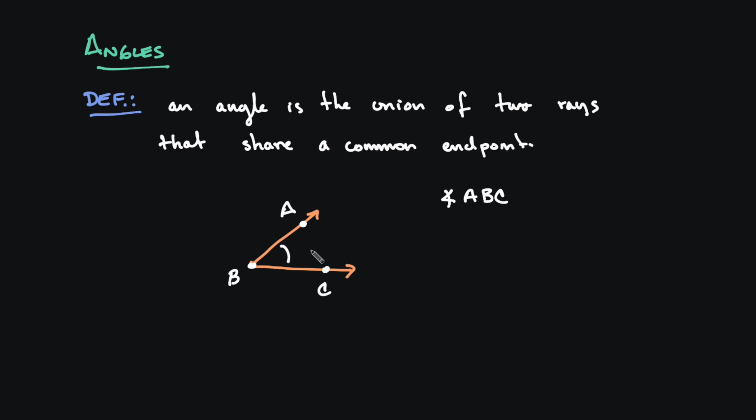We can put a number to this aperture, 1, so this will also be angle 1. And when there is no confusion, we can call it by the name that we put to the vertex. So if the name of the vertex is B, then this can also be called angle B. So this is how you name an angle and what an angle is.